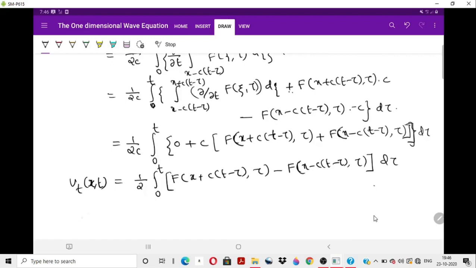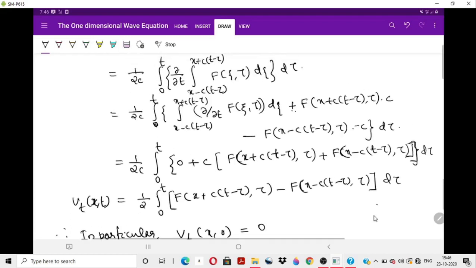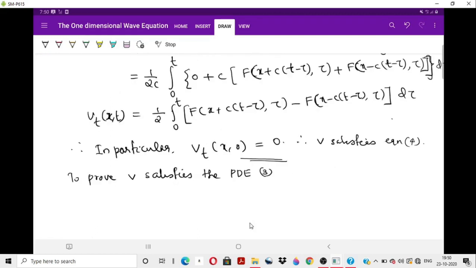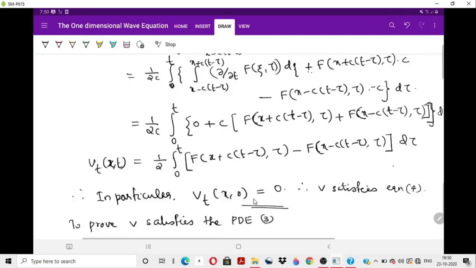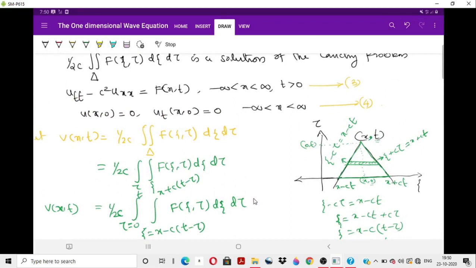And then clearly we have, therefore in particular, vt at x0, when t is equal to 0, we will get integral from 0 to 0, that means it's equal to 0. So we have proved that v satisfies both the initial conditions, that is v at x0 is 0 and vt at x0 is equal to 0. Thus we have proved that v satisfies equation 4, that is the initial conditions given by equation number 4. Now we need to prove that V satisfies the PDE given by equation number 3.